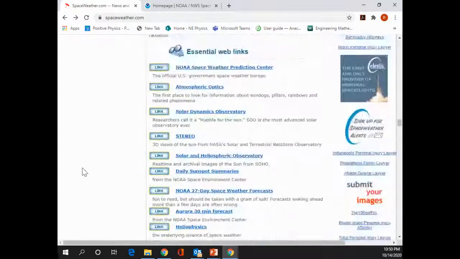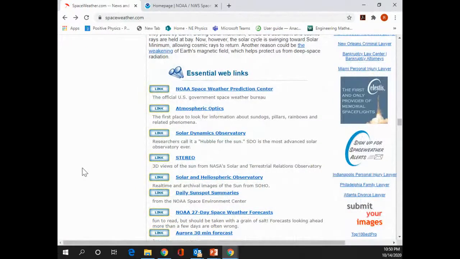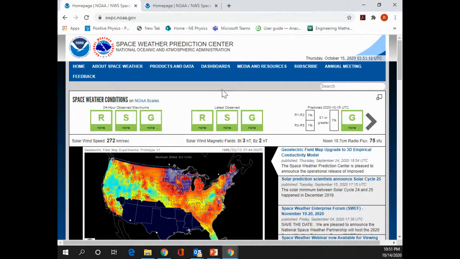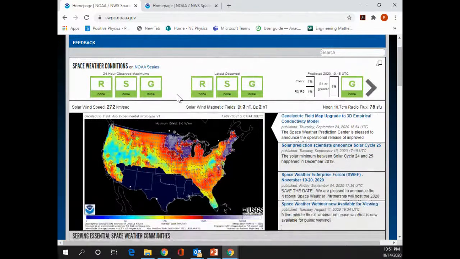There are links at the bottom. So if you want to study more about this, or if you want to write a term paper on this, you've got all these links that give you more information. For example, you've got the SOHO spacecraft. We've got the daily sunspot numbers right here. The Space Weather Prediction Center. There's a link here to the Space Weather Prediction Center itself, or you can just bookmark it, swpc.noaa.gov. The Space Weather Prediction Center is, for the United States, the premier organization keeping track of all this. And it tells you what's going on.